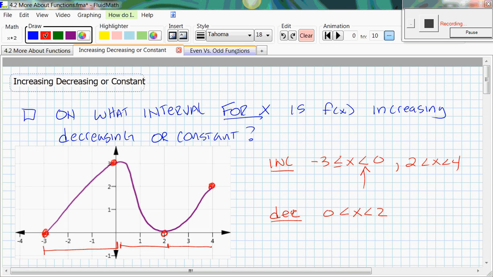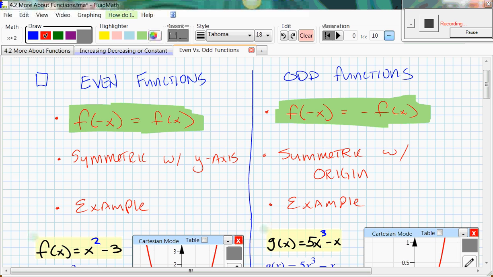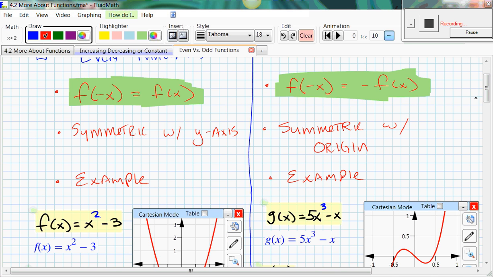Then I would talk about even versus odd functions here. Even functions behave as follows: f of negative x is the same exact thing as f of x. That's in comparison to odd functions that say f of negative x is the negative of f of x. So the difference here is the negative sign goes away for even functions, and stays and gives you the output of an odd function. Even functions are symmetric with the y-axis versus odd functions are symmetric with the origin.